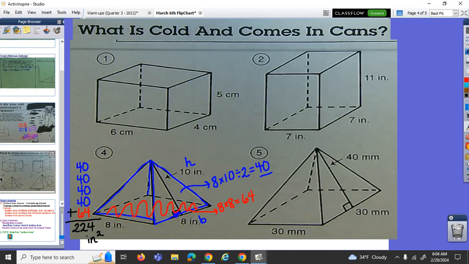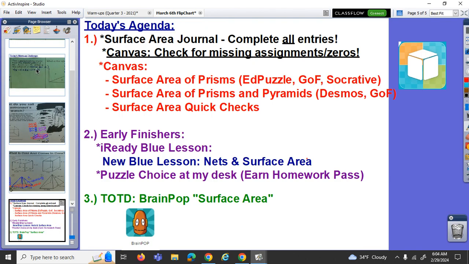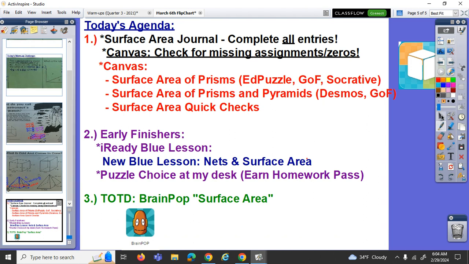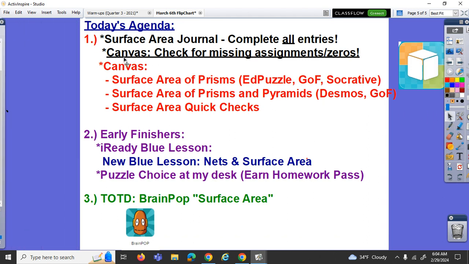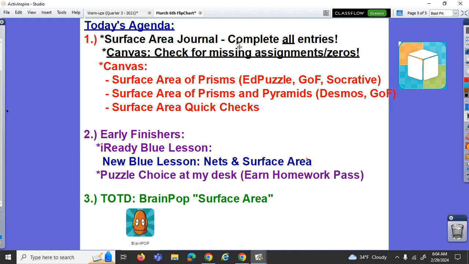For your overall agenda, things I need you to work on: if you did not turn in your surface area journal last week, your pink journal, make sure that you finish that and turn it in. Check for missing assignments, of course. These are the 3 things in Canvas that I just mentioned are posted. You also, of course, have iReady lessons. There's a new one on nets and surface area, puzzle choices at my desk and also at the front table. And then extra challenge, there'll be a Brain Pop on surface area.